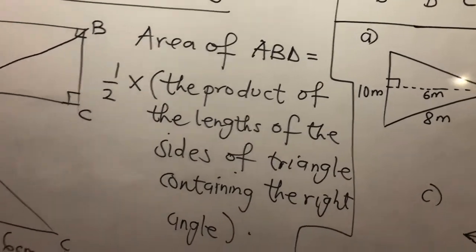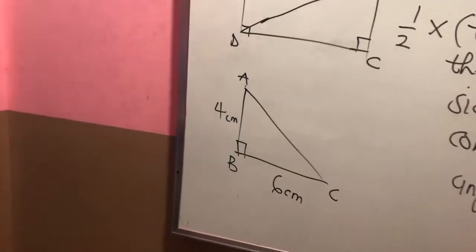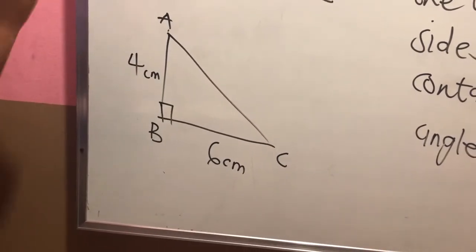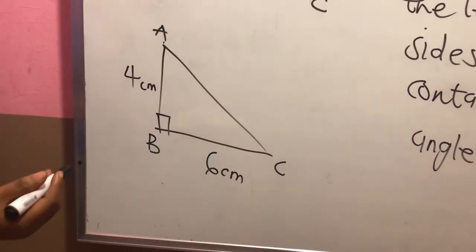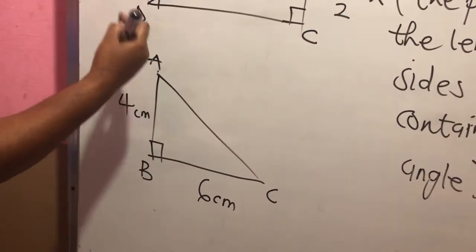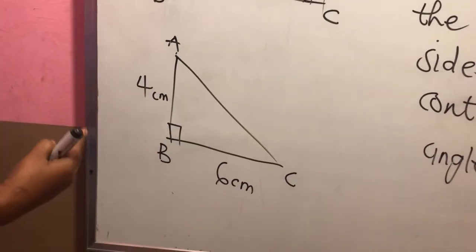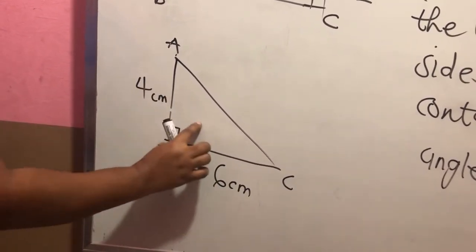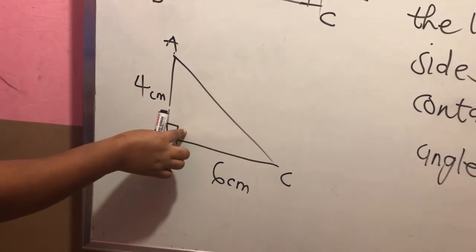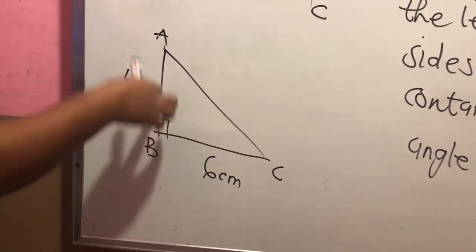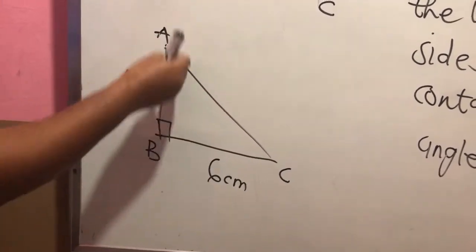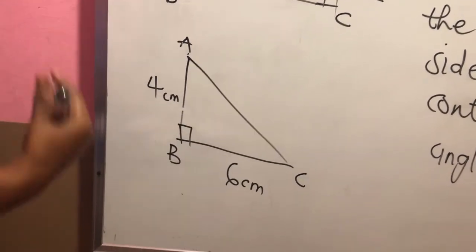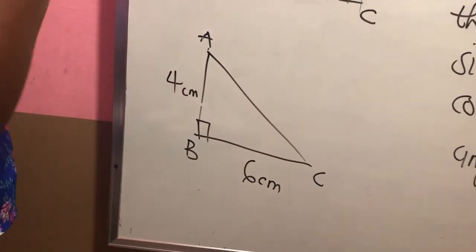This is what they are talking about, the product of the lengths containing the right angle. What are the lengths containing the right angle? We have the first length, AB, and the second length, BC. These two lengths are the ones containing the right angle. That's what the explanation means. We are going to find the product, and when you hear product, you know we are going to multiply.